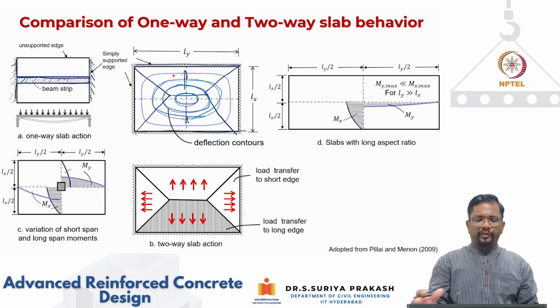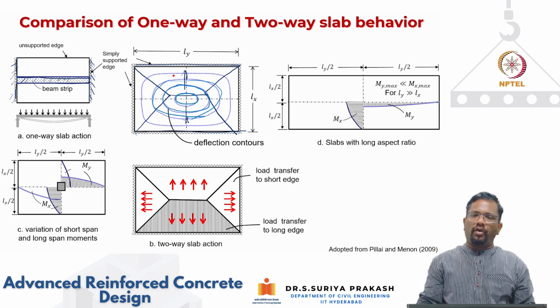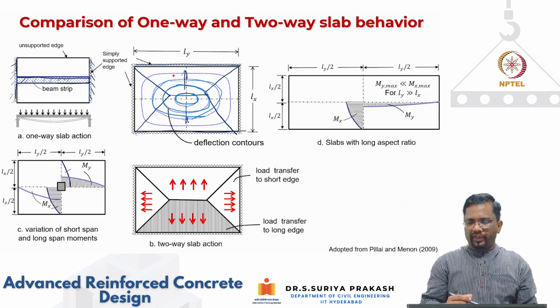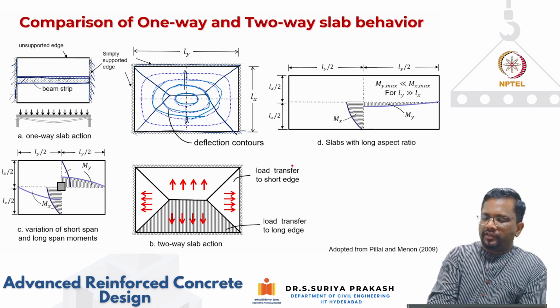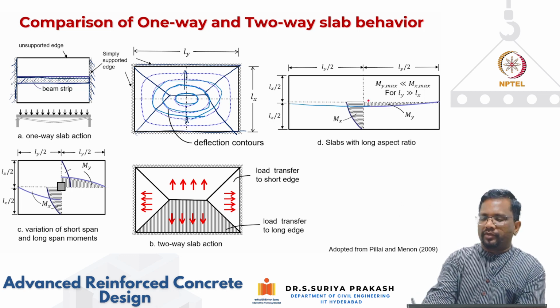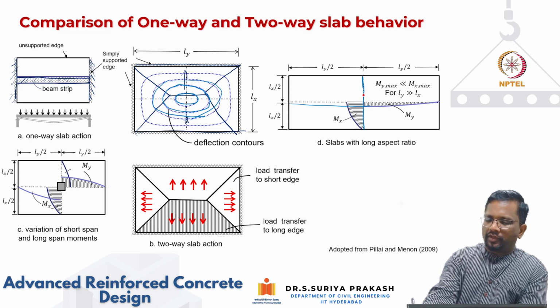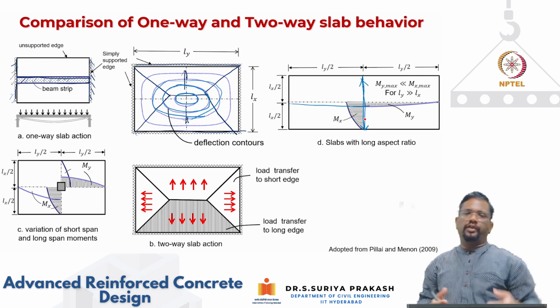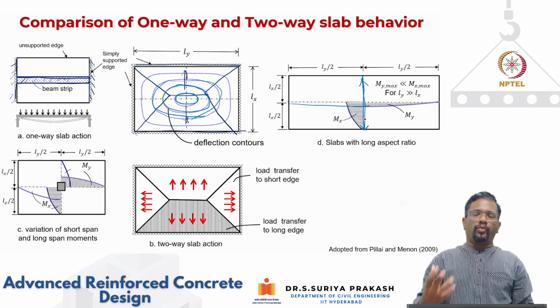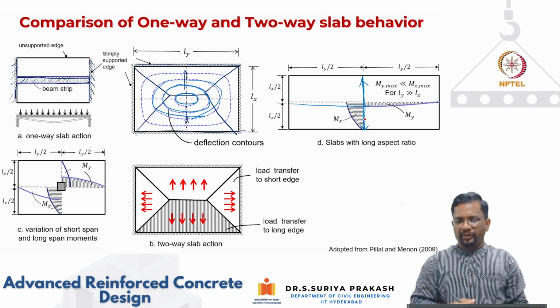Now, for the same slab, if it is going to have a long aspect ratio, that means longer span to shorter span is going to be higher than 2, for example. Even if it is supported on all four sides, you will find that in this direction also you will have some bending. But that bending is going to be very, very small compared to the bending that happens in the shorter direction. That means the slab is predominantly bending in one direction. In the other direction, your curvature is going to be very small, so the bending moment is also going to be very, very small.